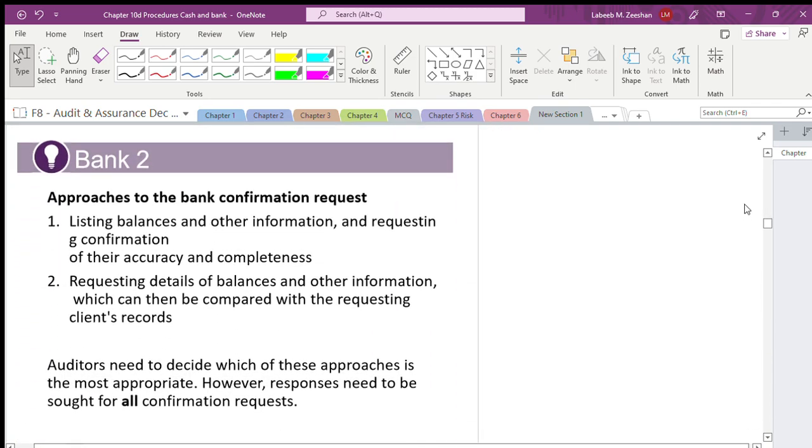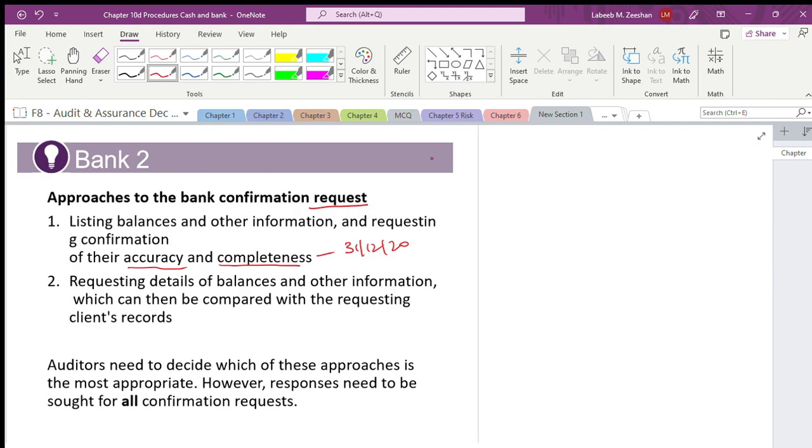Now, what are the approaches? How are you getting the bank confirmation? Very simple. You have listing balances and other information, and you are requesting confirmation. We are giving a request about the accuracy and completeness, the value on the date. We will take into consideration 31st December 2022. Exactly 31st December 2022. It is part of the working papers.